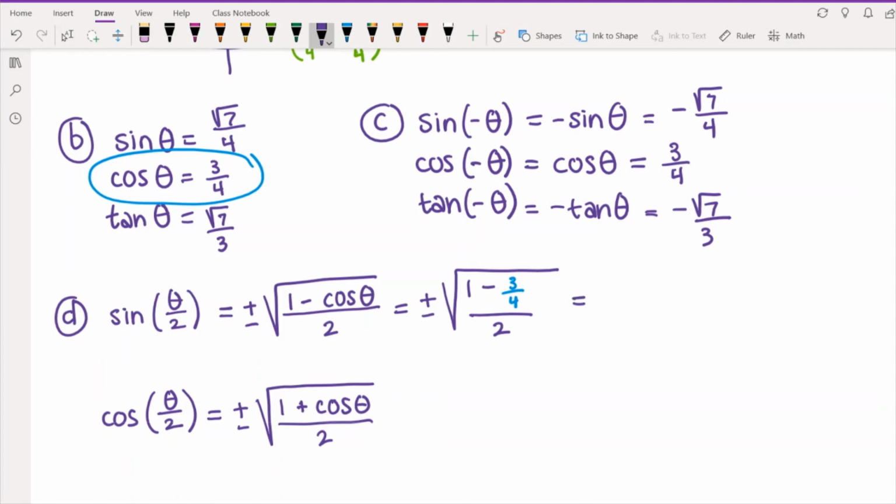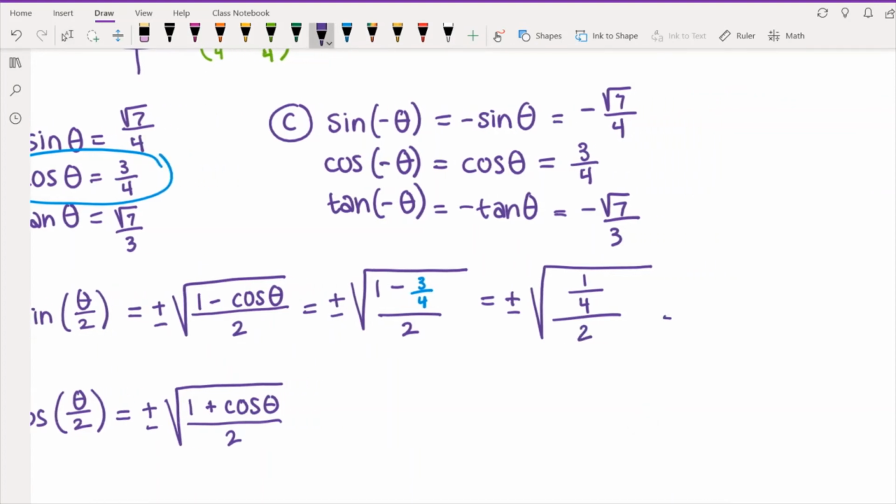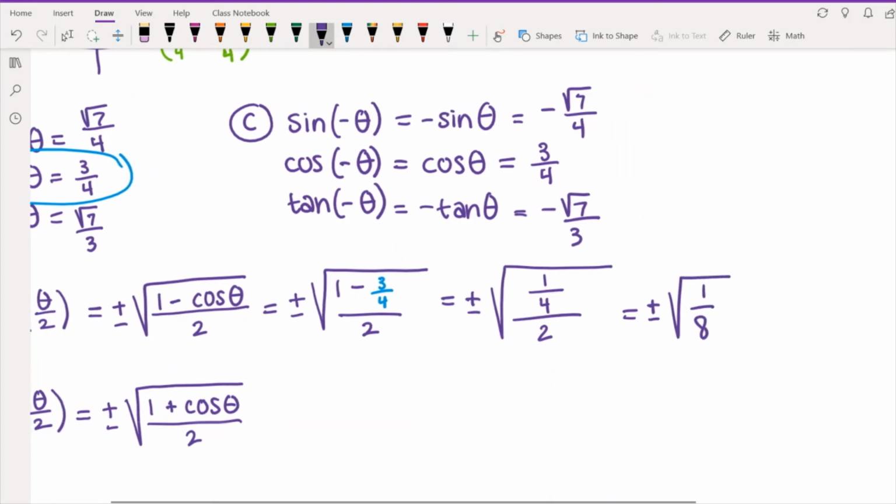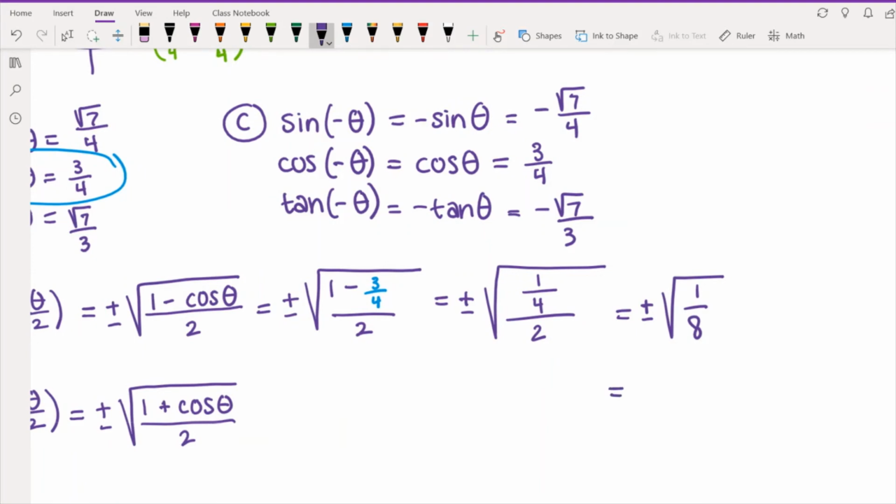So that is going to simplify to plus or minus square root of, so 1 minus 3/4 is 1/4, right? You don't even really have to do any arithmetic for that. 1 minus 3/4, you're left with 1/4. And then we still have 2 in the denominator, and so that's going to give us plus or minus square root of 1/8, which can be written as 1 over square root of 8. And square root of 8 can also be written as 2 root 2, although I would be fine if you left it as square root of 8.